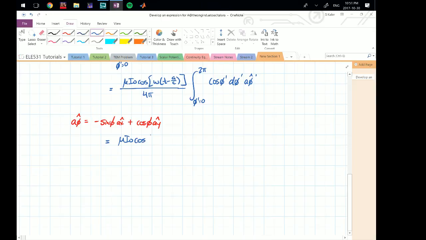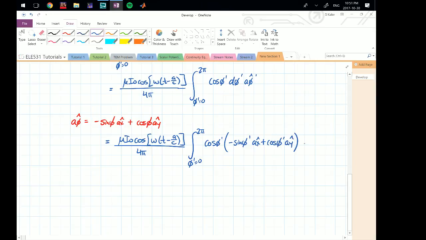So let's plug these actual components into the integral, and then we can start seeing what cancels out and what doesn't and what becomes what. So I still have this term outside, this time varying term, which is really independent of anything going on inside. And I'll have phi prime equals 0 to 2 pi. And then I'll write cos phi prime, and this will be minus sine phi prime ax plus cos phi prime ay. And this d phi prime stays there, and now I no longer have that a phi there.